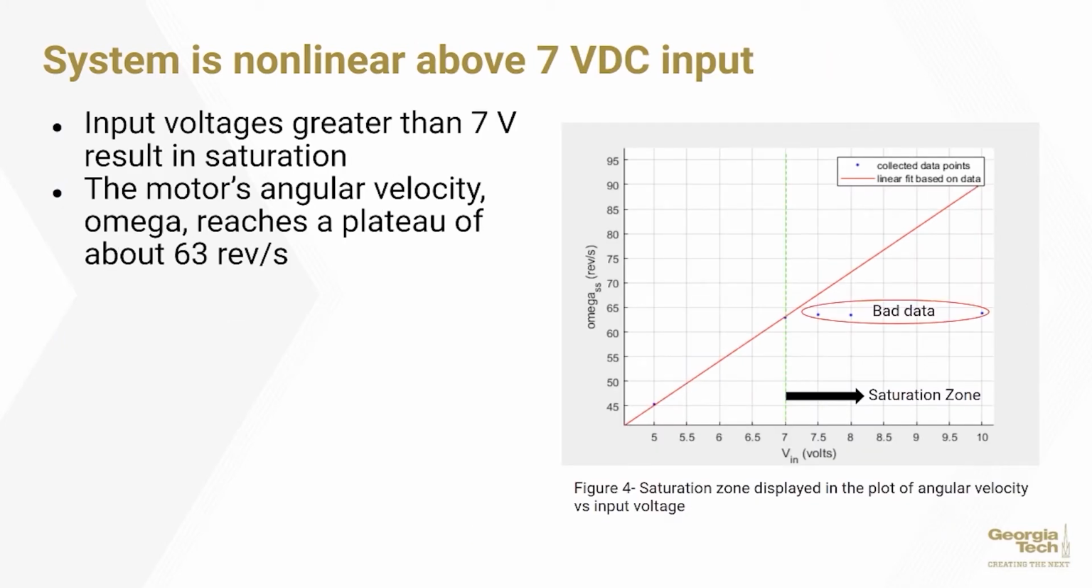This linear relationship between input voltage and motor rotational speed is also broken at the higher input voltages, so at about 7 VDC, the relationship becomes nonlinear and the data plateaus at about 63 revolutions per second, and this is due to saturation, which is suggestive of the maximum motor speed being reached.